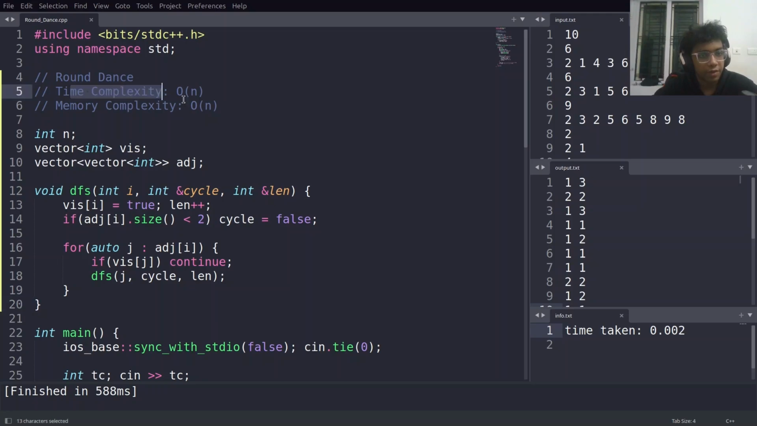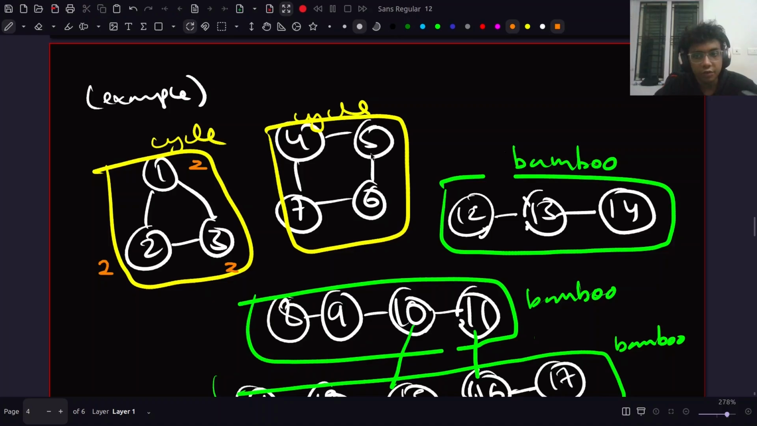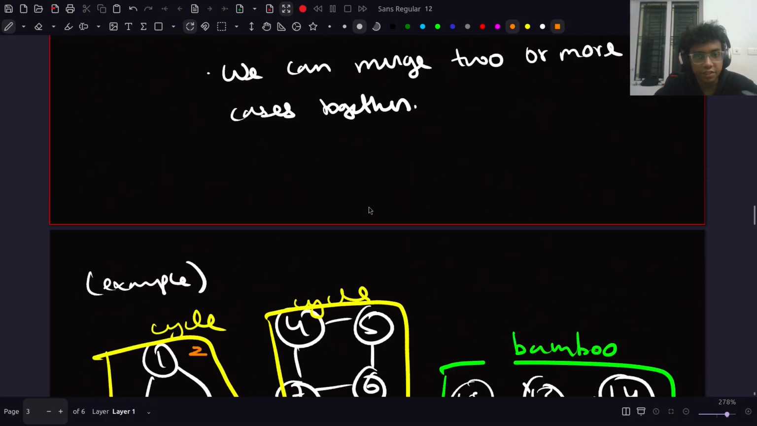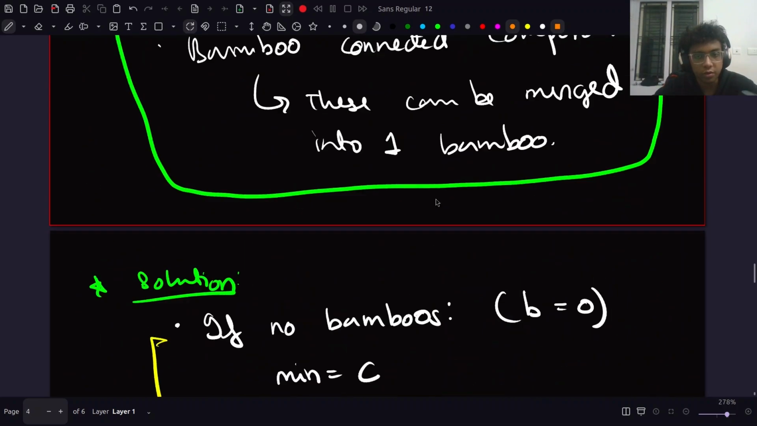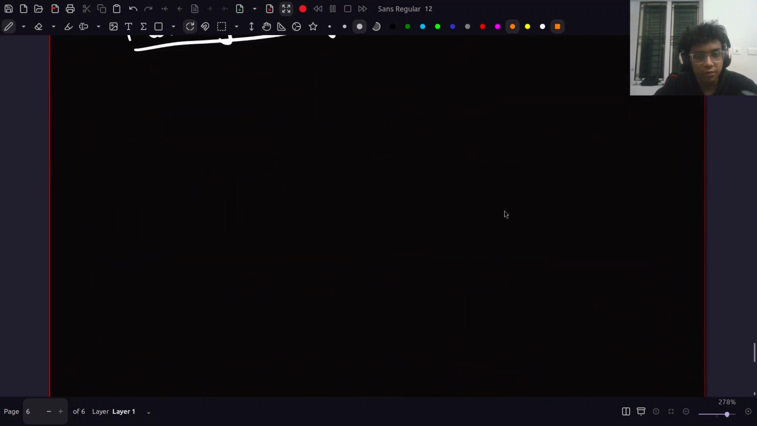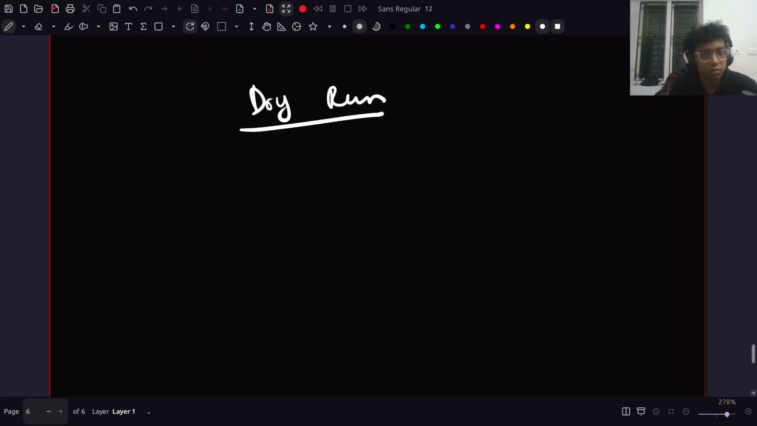The time complexity is big O of n for this DFS, as well as memory complexity is big O of n. Let's have a quick dry run. So sanity check in case we did not understand what's going on. So let's do a quick dry run as well before ending this, right? So dry run. All right, so let's say we make our own example.